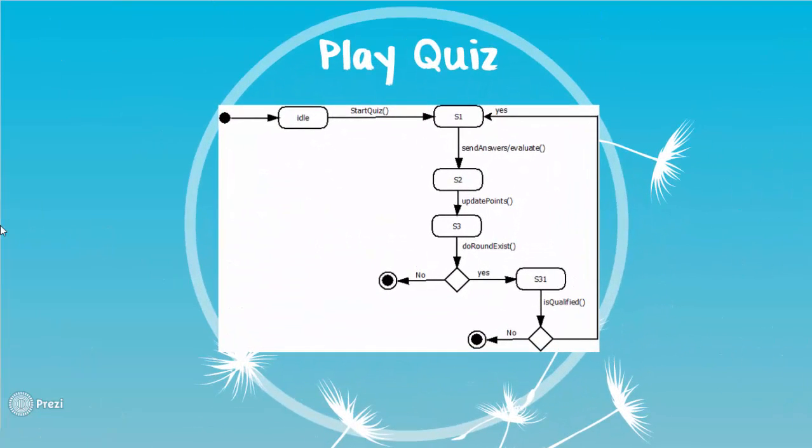The next is play quiz. In that, the participants start a quiz and the first round is displayed. After answering all the questions of a round, answers are evaluated and points are updated on the scoreboard. Now the system checks if there exist any more rounds. If no, then the quiz is terminated and the winner is displayed on the scoreboard. Else, the system checks if the user has qualified for the next round based on the eligibility criteria of that round. If the participant is qualified, then the next round begins and so on. Else, the participant is knocked out of the quiz.